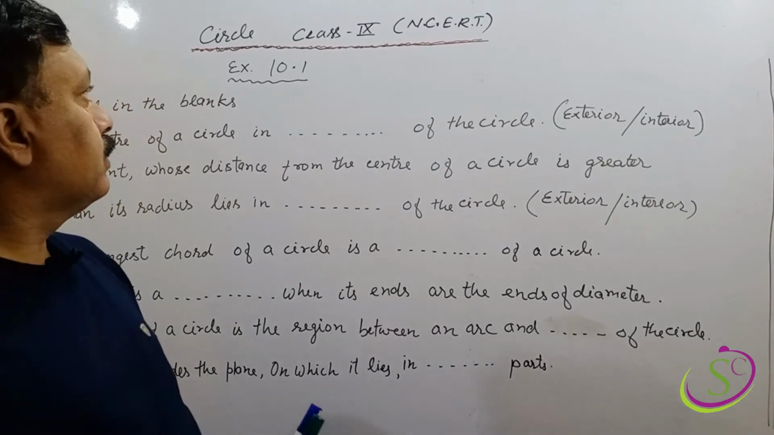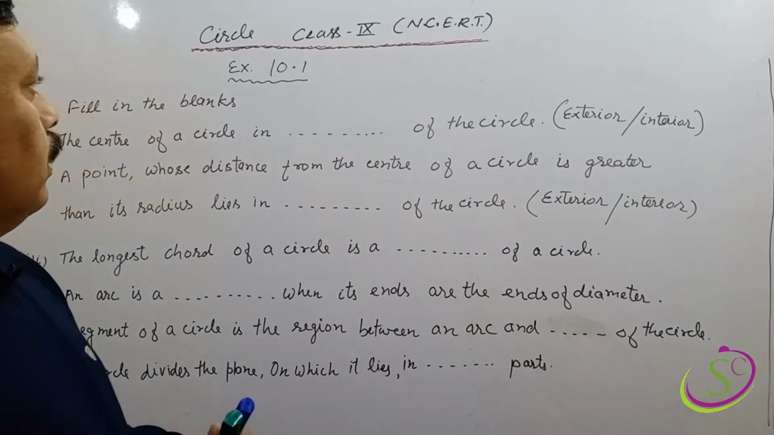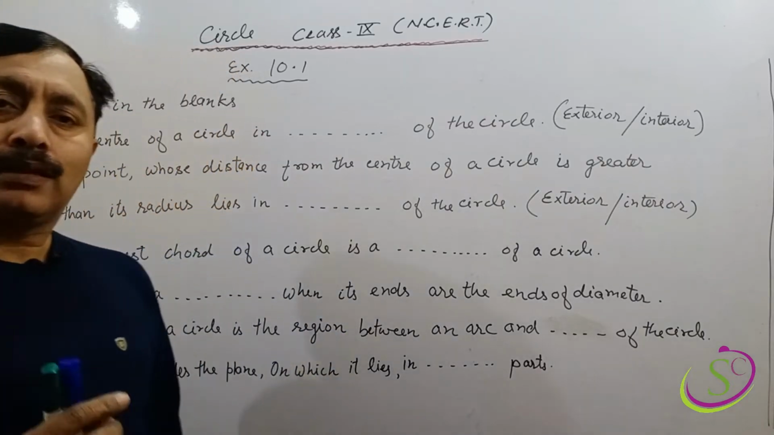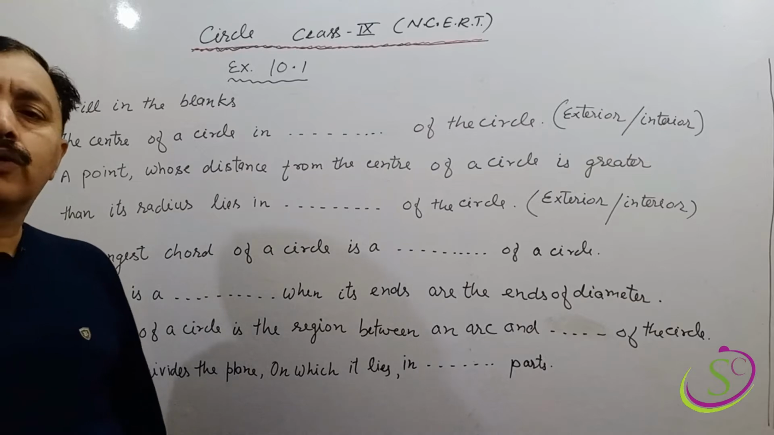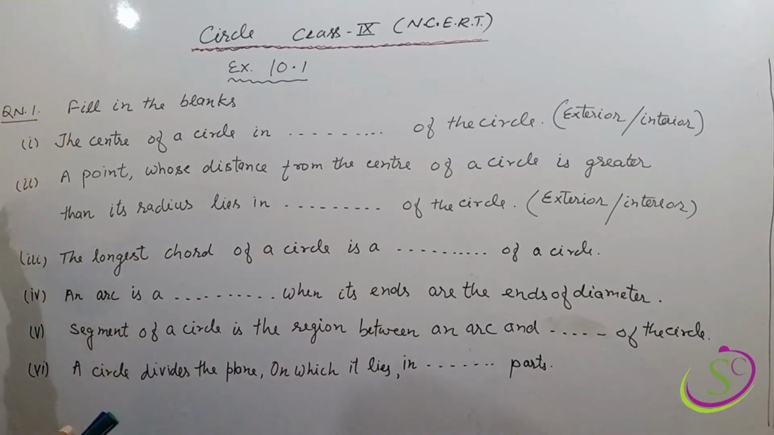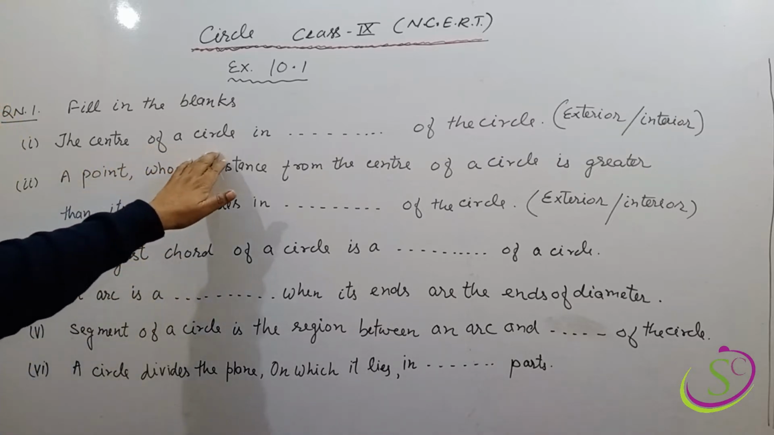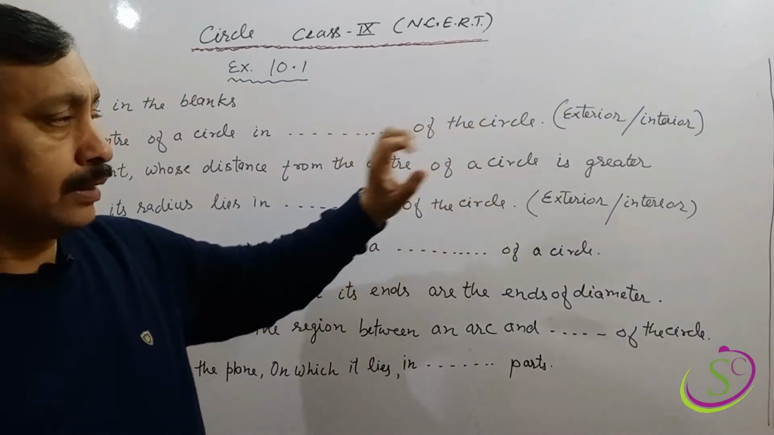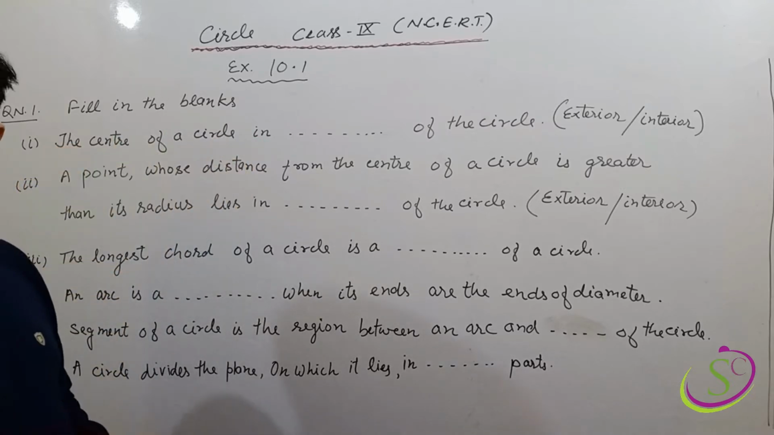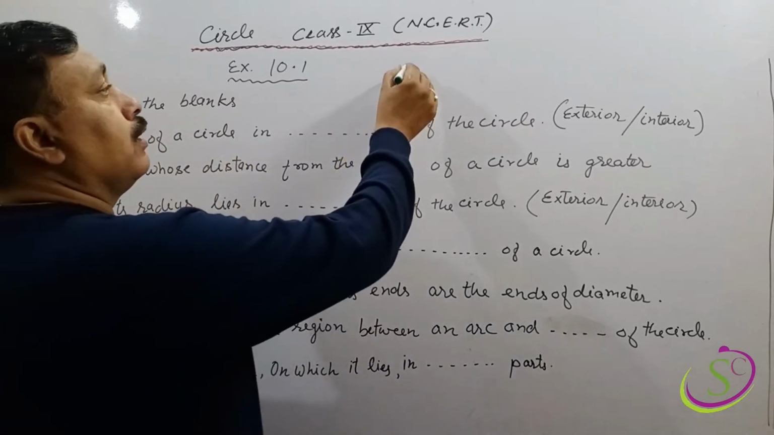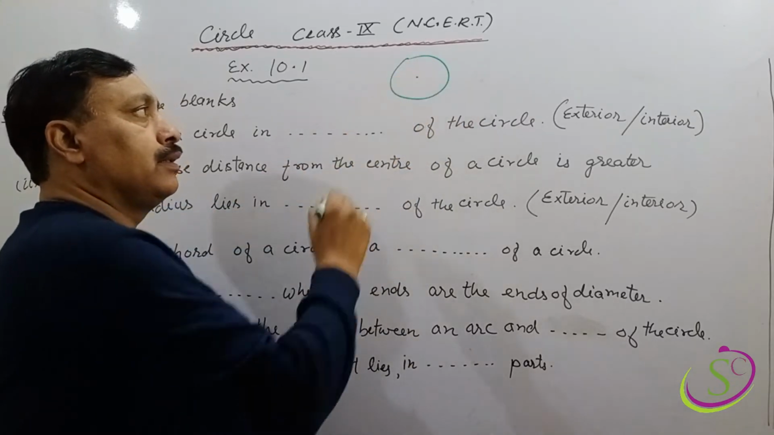Today we shall discuss exercise 10.1 from circle, and exercise 10.1 has two questions. One is fill in the blanks and the other is true false. In this there are 6 parts, and the first part says that the center of a circle is in the blank of the circle. To respond to this fill in the blank, we will draw a circle like this. Clear? And the center of this circle is this.